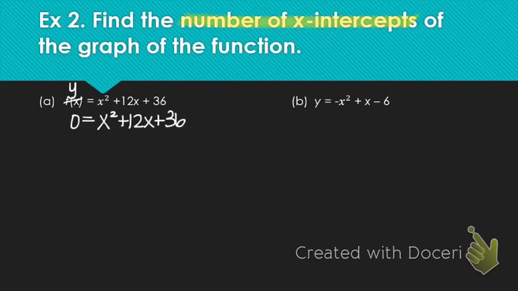So, can we identify A, B, and C? Yes. What does A equal? 1. What does B equal? 12. And what does C equal? 36. Good. What is the discriminant formula?